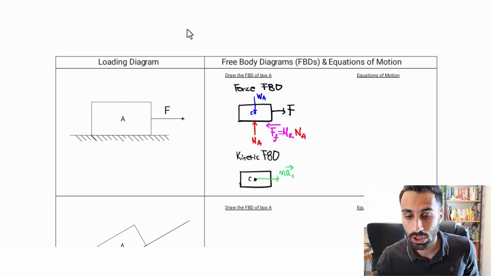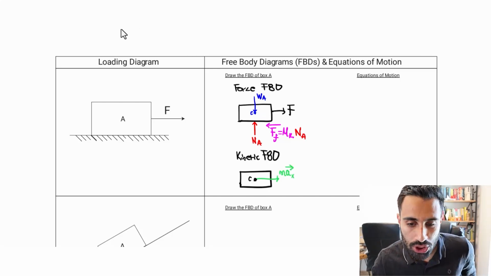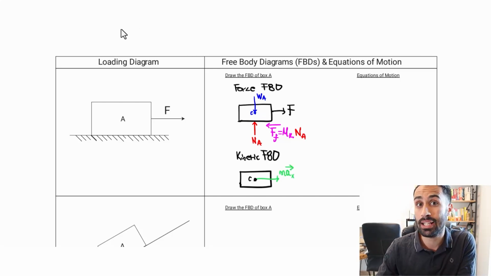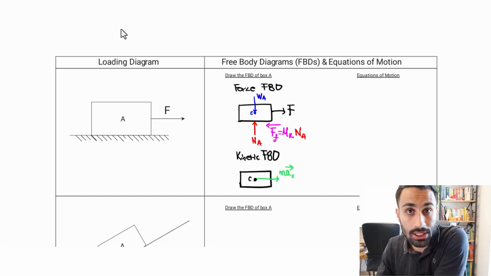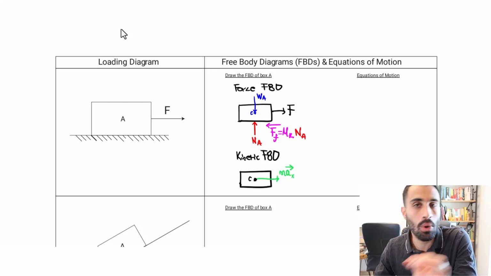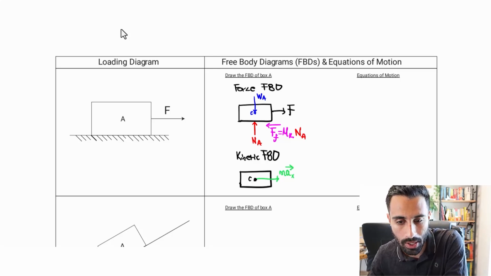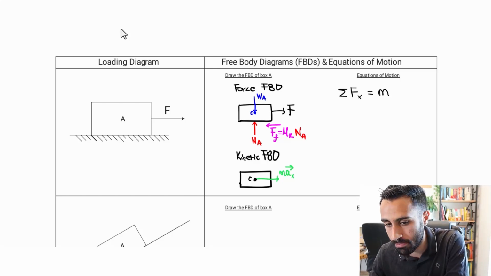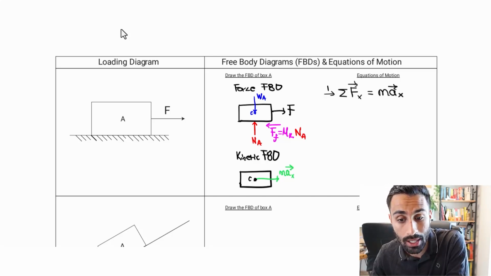The sign matters. Now let's write the equations of motion. We have the sum of the forces in x must equal mass times acceleration in x. The sum of the forces in y equals mass times acceleration in y. Let's do the sum of the forces in the x direction, which must equal the mass times acceleration in x. Acceleration and forces are vectors, and we're going to say going to the right is positive.